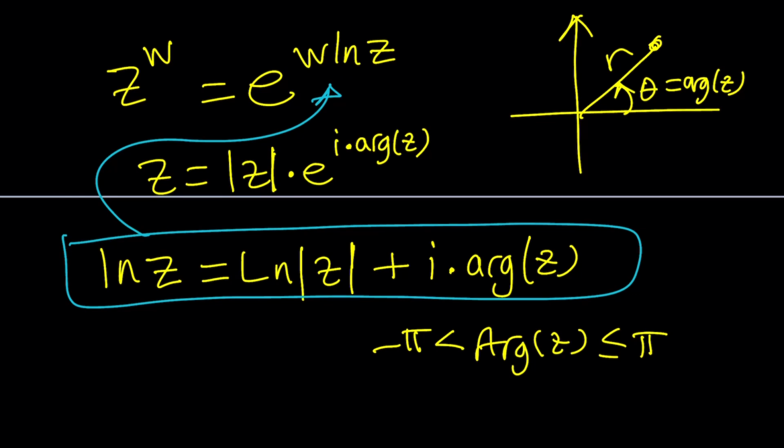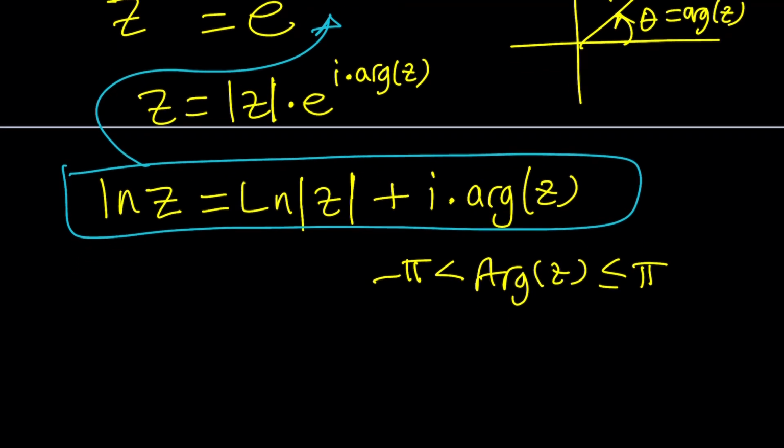So we do have, obviously, in this case, z and w both equal to i. So we're talking about i to the power i. This can be written as first e to the power i ln i. So we're basically talking about the complex logarithm of i.